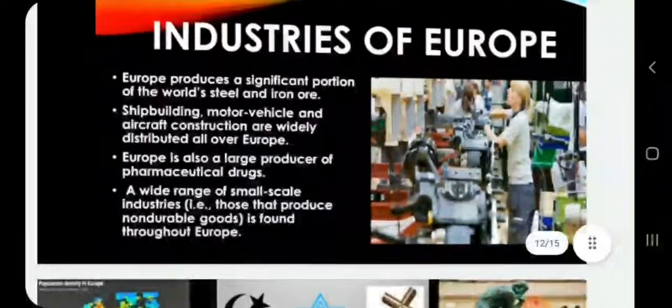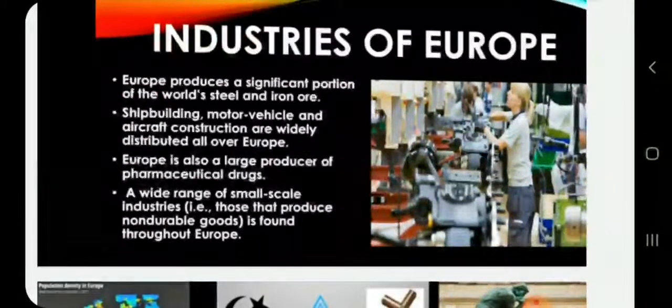Okay, next we will see the industries. Europe produces a significant portion of the world's steel and iron ore. Shipbuilding, motor vehicles, and aircraft construction are widely distributed all over Europe. Europe is also a large producer of pharmaceutical drugs.